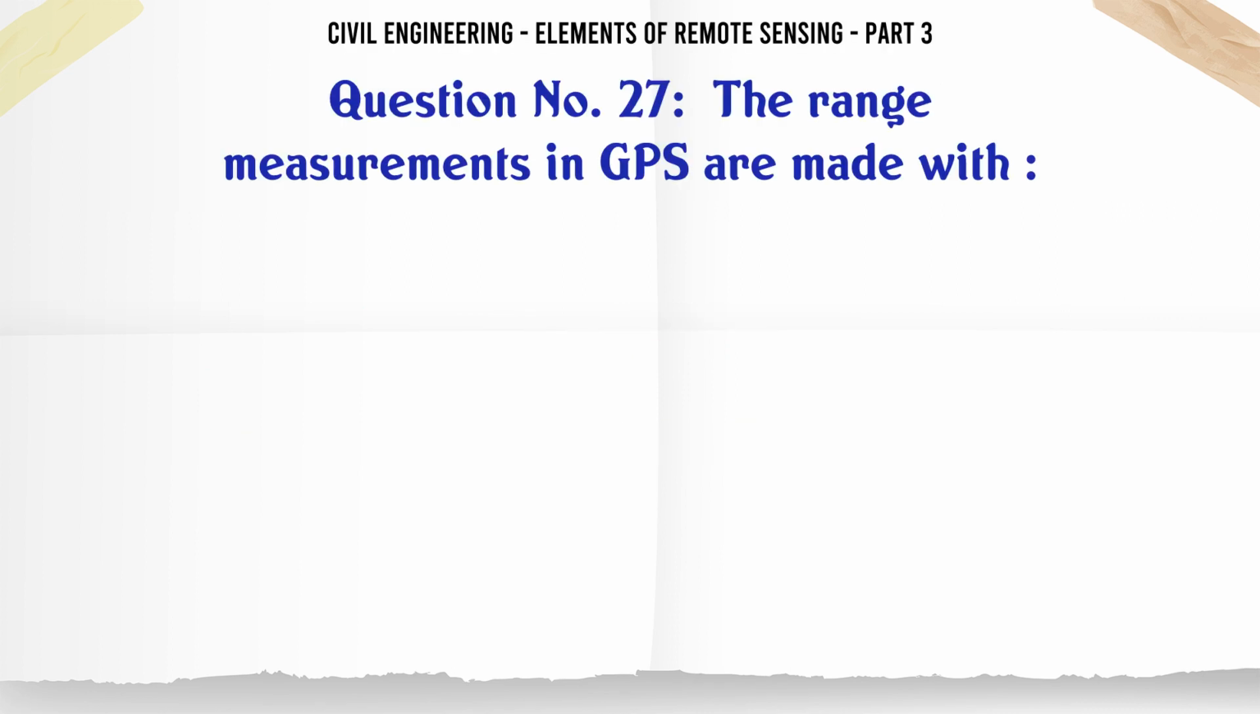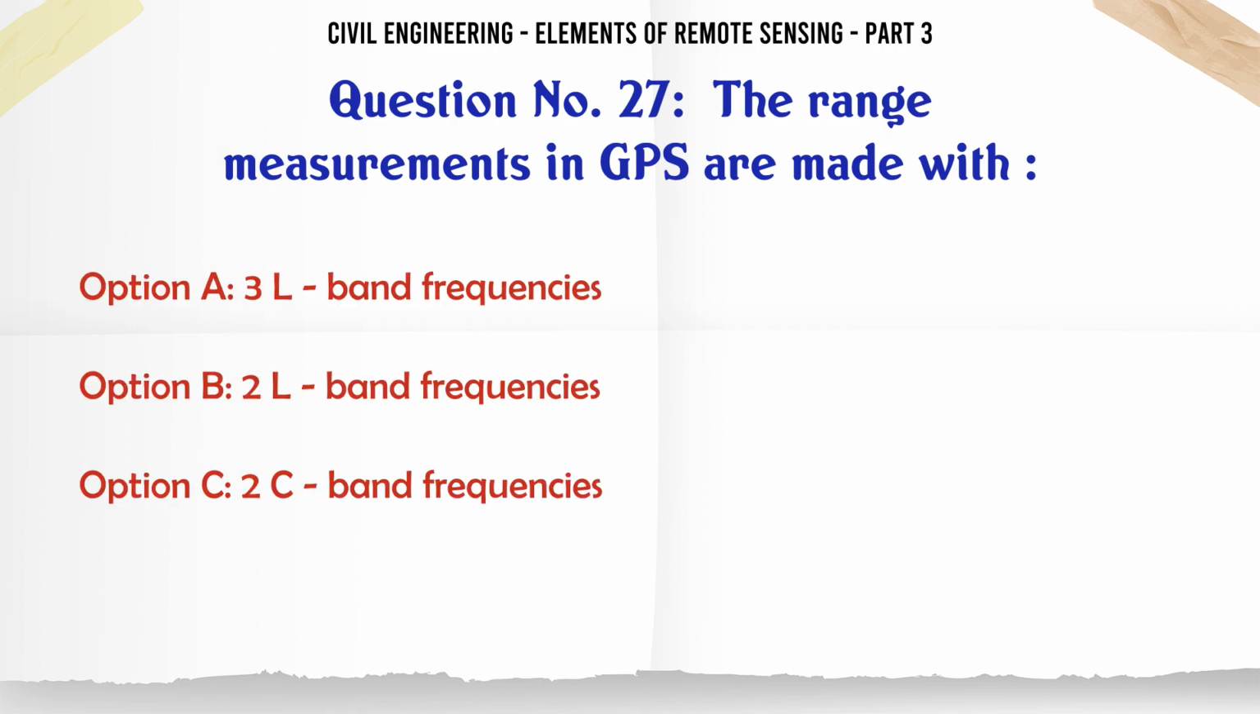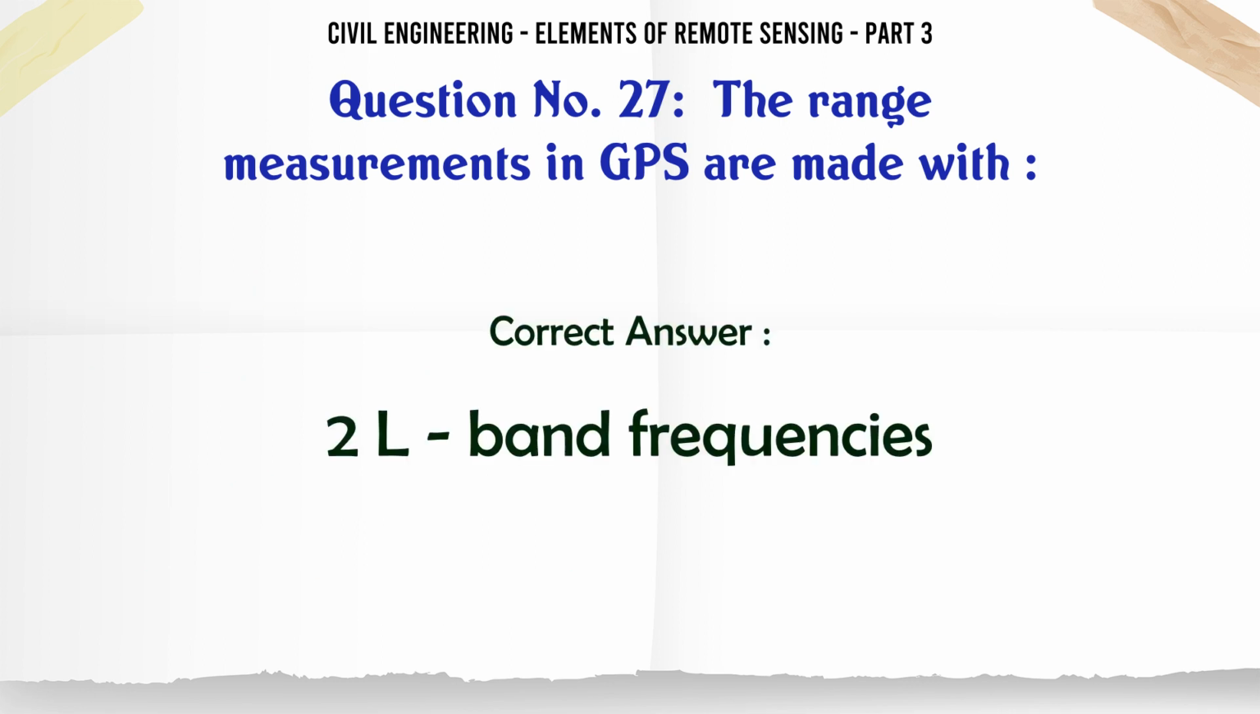The range measurements in GPS are made with A. 3 L-band frequencies, B. 2 L-band frequencies, C. 2 C-band frequencies, D. 3 C-band frequencies. The correct answer is 2 L-band frequencies.